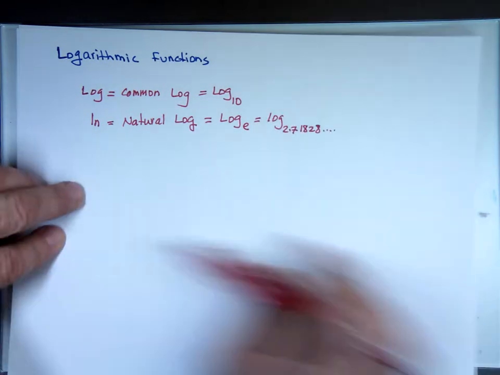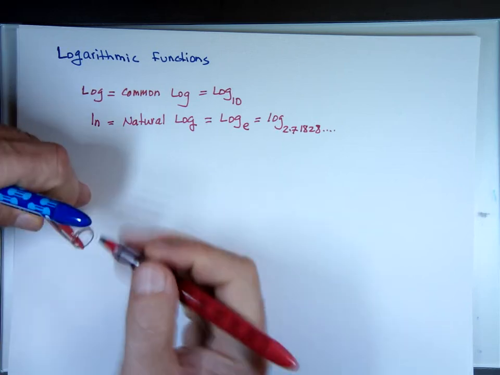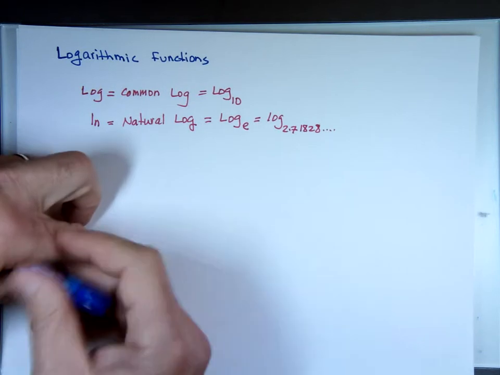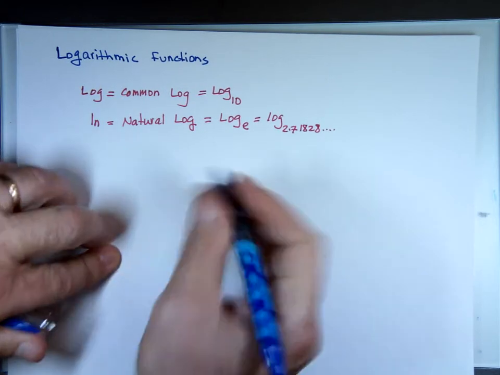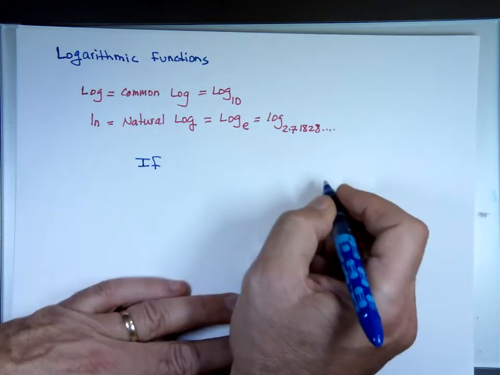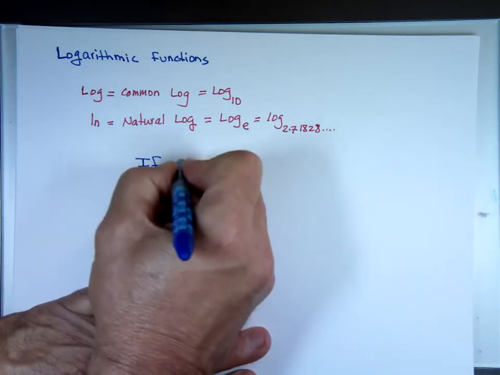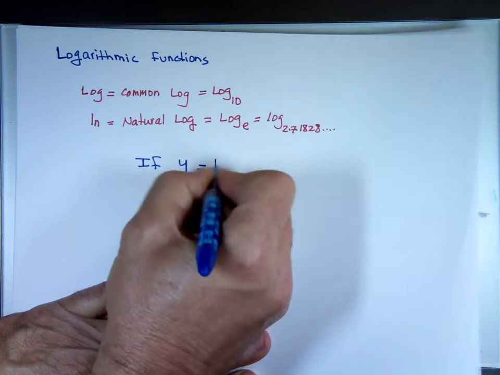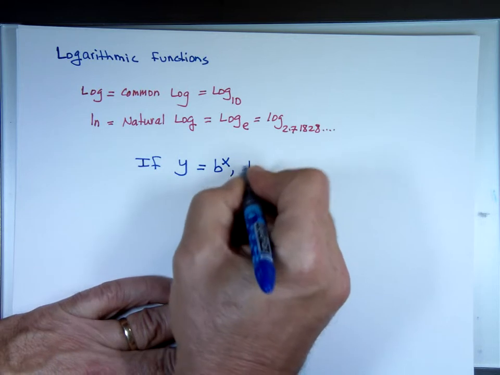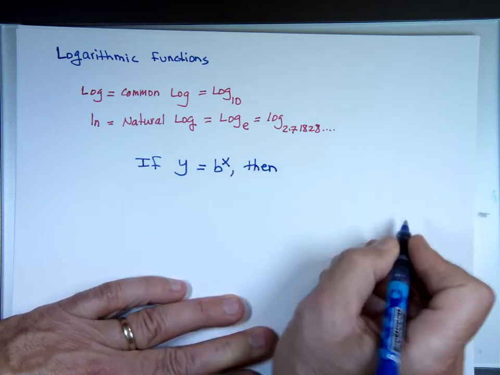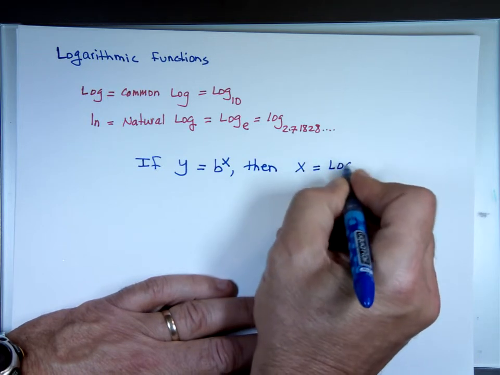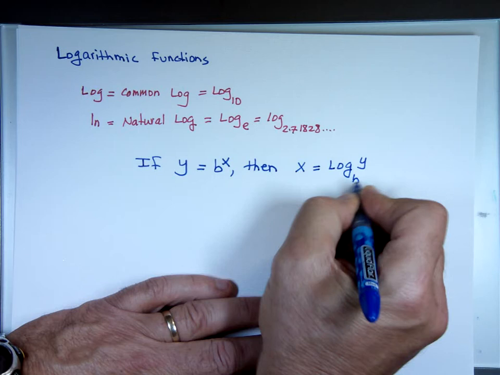Now, here is probably the biggest rule in the log. The log is nothing more than an exponential function. It's actually the inverse of it. And you can say if is the biggest statement. If y equals b to the x, then we can change that to x equals log y base b.